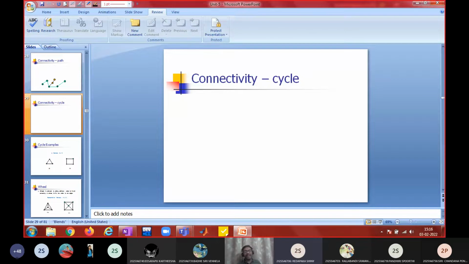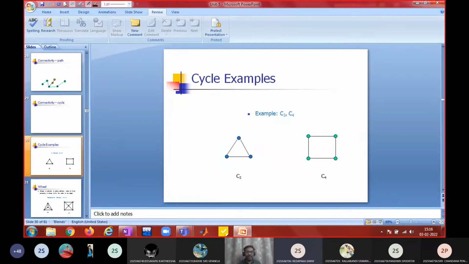And this cycle can be classified as even cycle and odd cycle based on the length of the cycle. Length of the cycle is the number of edges in that cycle. Okay, so odd number of edges, odd cycle; even number of edges, even cycle. This cycle we generally denote with Cn, Cn with n edges. Every cycle will have exactly n edges.